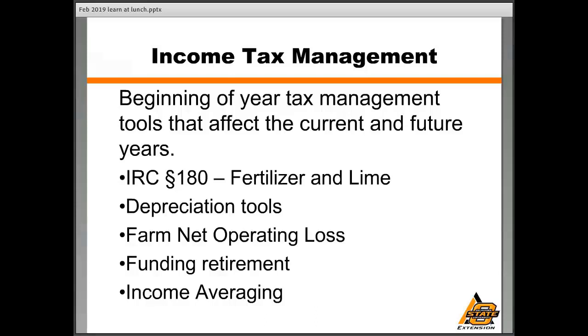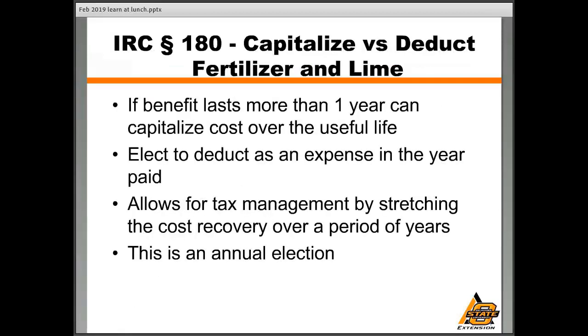Also, farm net operating losses. Now, the rules have changed under the current law, so this Tax Cuts and Jobs Act made some significant adjustments in the farm net operating loss treatment, and we'll talk about those. But again, if you look at it, it does impact the current year, the past through a carryback, the future through a carry forward. We'll also hit a little bit on if you have high income, what funding retirement can do to minimize or reduce taxes. And then hit upon the idea of income averaging and how that works as a planning tool for the current year.